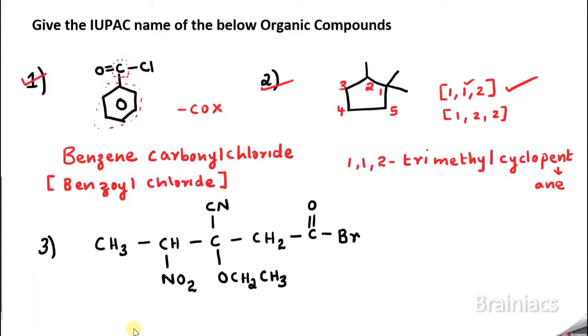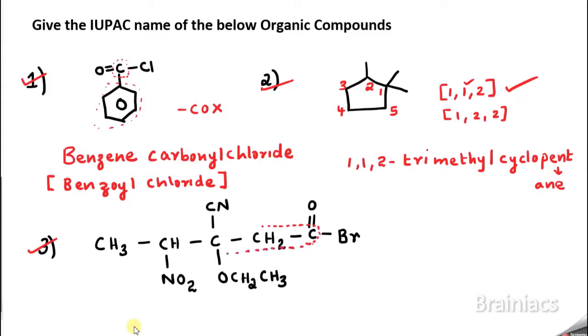Okay, now coming to the third one, it's a very important question. Here the functional group connected is COBr. Again we know that it is a carbonyl halide, and the other functional group is cyanide. Then you have OCH2CH3, that is an ether group, and you have nitro, NO2, which is a substituent. Out of these, the highest priority goes to carbonyl halide. So this will behave like the functional group, and cyanide and the others will behave like substituents.